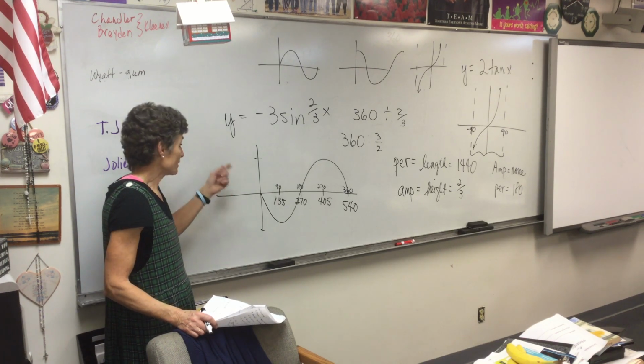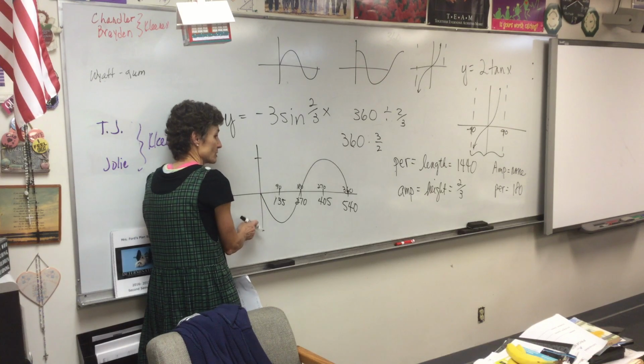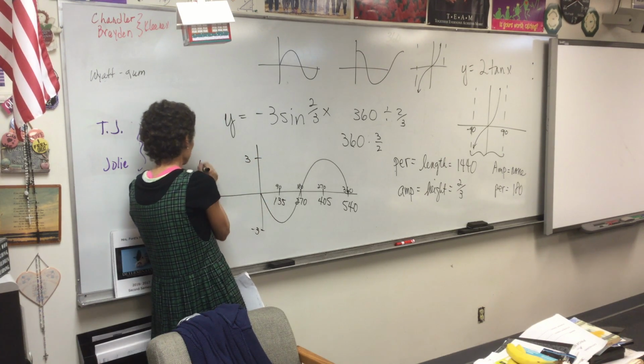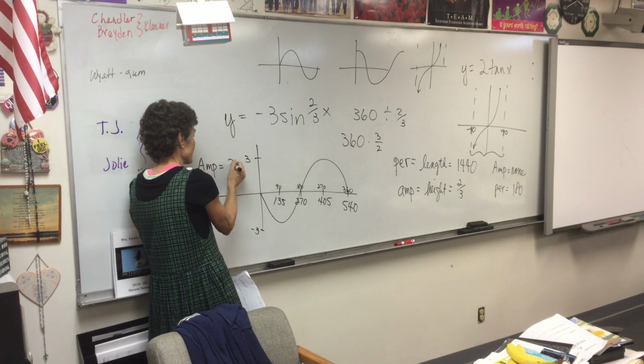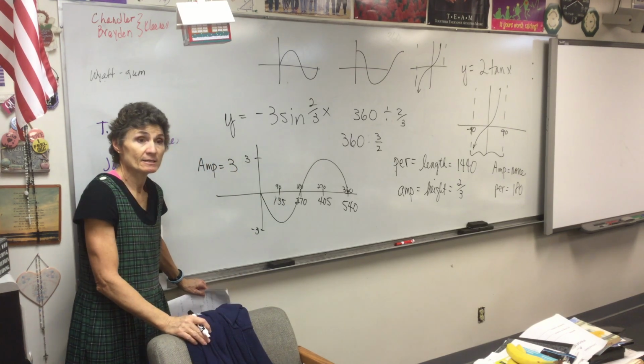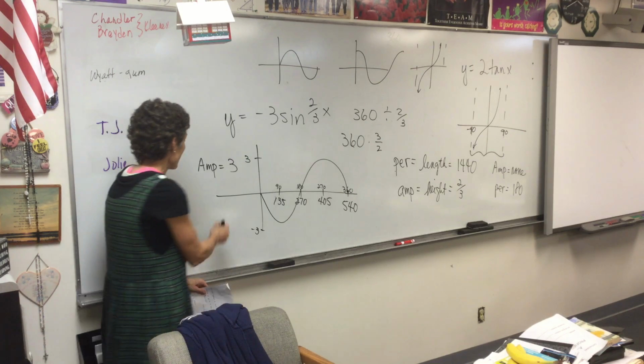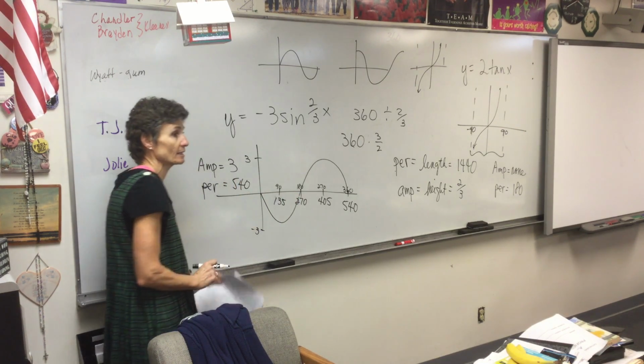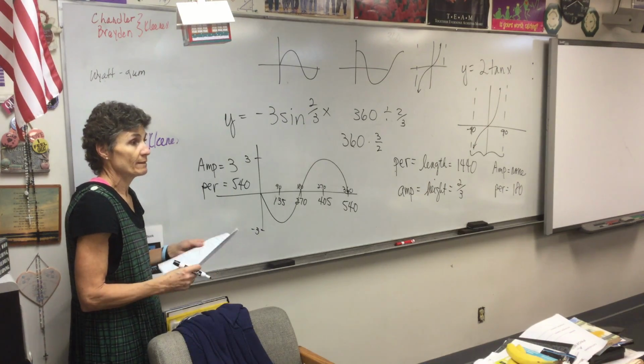Good on that? The only thing we don't have are these labels. We got to get those labeled. What are they? 3 and negative 3. So when we say what's the amplitude, you'll say 3 because the height is 3. And when we say what's the period, you'll say 540 because the length is 540.